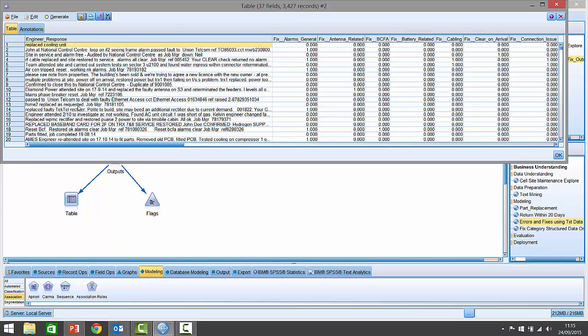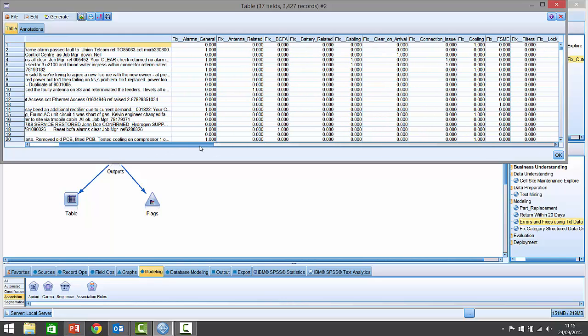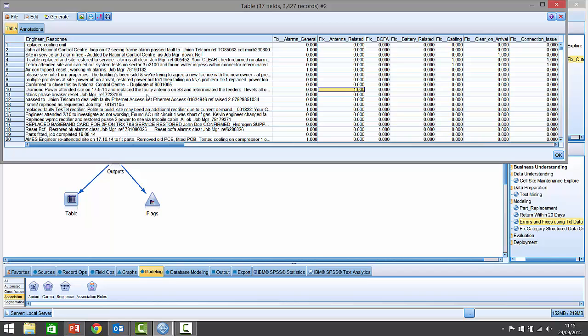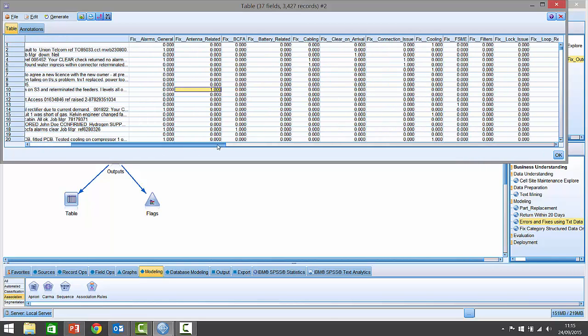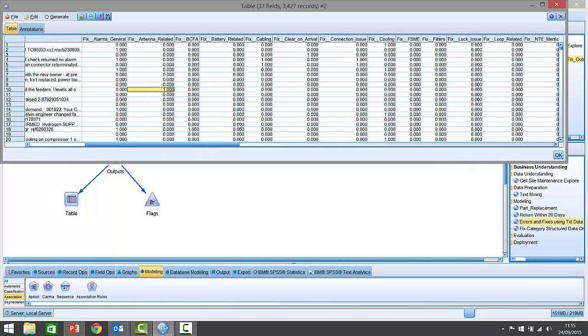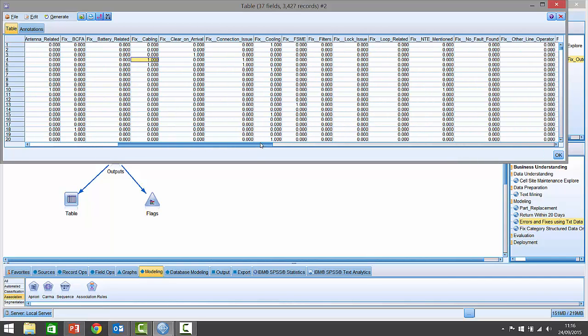We cherry picked and classified and categorized the things that the engineer was talking about there, and we turned them into a series of flag fields along the side here, which we can see, such as whether or not an alarm was mentioned, whether or not that particular issue was related to an antenna. Here we can see it says replaced the faulty antenna, so that would be a part replacement and the antenna. We have other ones here related to cabling. We have filters. We have certain component parts like FSME and BCFA.